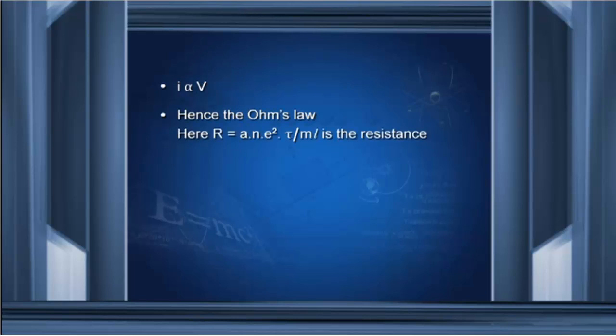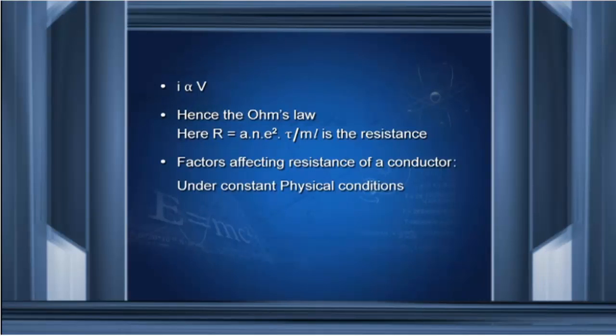Here A n e square tau upon m into L is a constant, say R, which is referred as the resistance. Factors affecting the resistance of a conductor. Let's study some parameters which affect the resistance. Under constant physical conditions, we have seen that resistance is directly proportional to the length of the conductor and it is inversely proportional to the area of cross section.